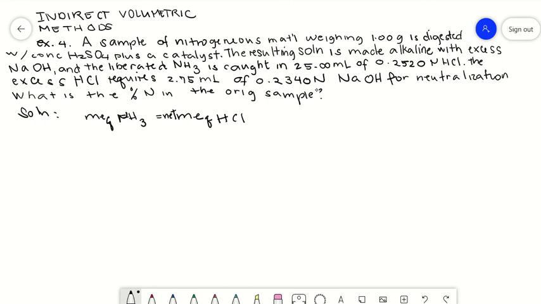So where can we determine the net milliequivalents? Milliequivalents of HCl is equal to normality times the volume of HCl. So how can we determine now the milliequivalents of sodium hydroxide? Because the net milliequivalents of HCl would be equal to the milliequivalents of HCl used minus the milliequivalents of NaOH.